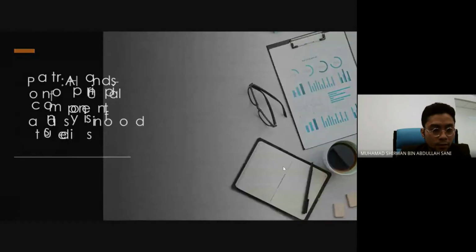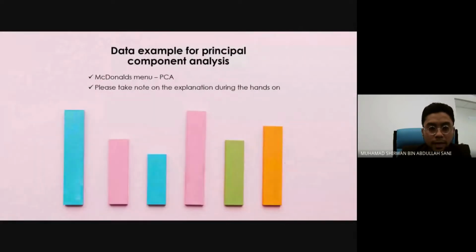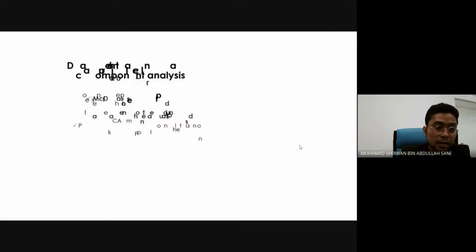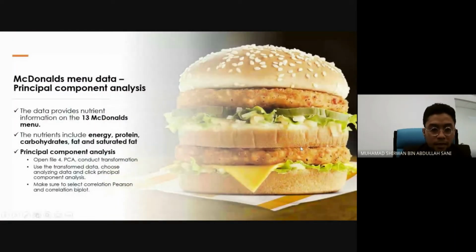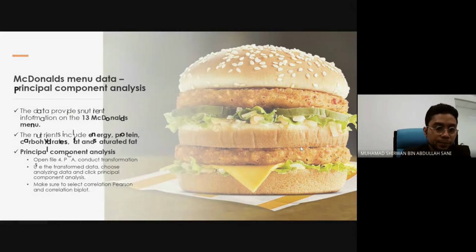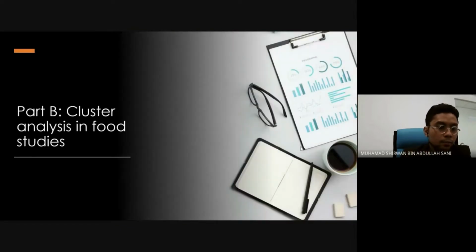Then we have this hands-on, the hands-on that we talk about the McDonald's menus. From the McDonald's menus, we can explain how these nutrients are analyzed: energy, protein, carbohydrate, fat, and saturated fat. So from here, we can identify which menu has high energy, high protein, carbohydrate, fat, and saturated fat. Okay. So from there, we move to cluster analysis in food studies.